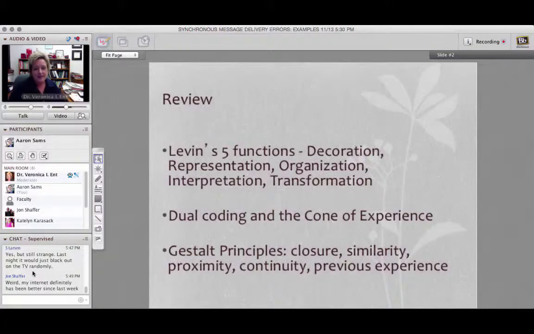Alright, a review of our class today. We talked about Levin's 5 functions of decoration, representation, organization, interpretation, and transformation.